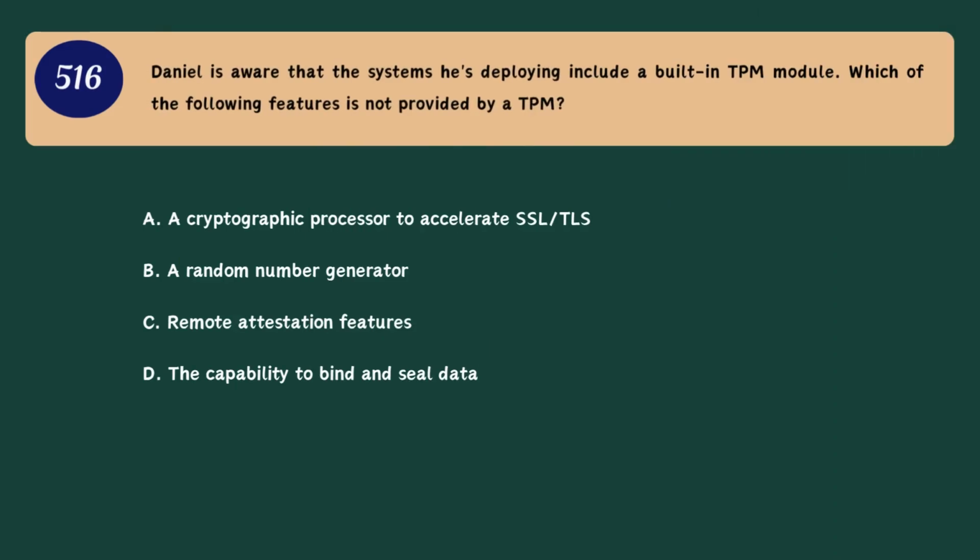Question 516. Daniel is aware that the systems he's deploying include a built-in TPM module. Which of the following features is not provided by a TPM? A. A cryptographic processor to accelerate SSL/TLS. B. A random number generator. C. Remote attestation features. D. The capability to bind and seal data.